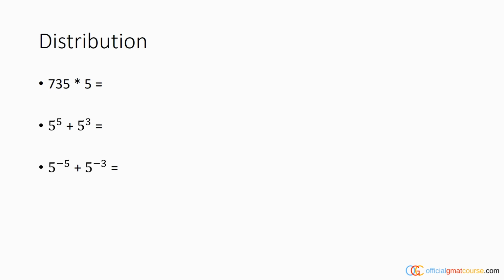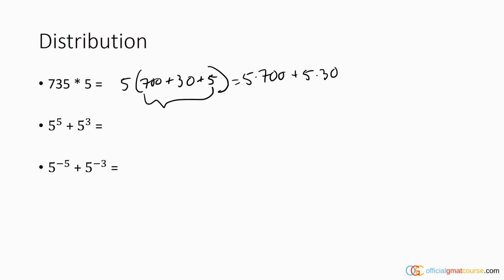So looking at this first equation here, we have 735 times 5, which could also be represented as 5 times (700 plus 30 plus 5), because the interior here would be 735. And we solve parentheses first when we're doing PEMDAS, which is the order of operations. So 5 times 700 plus 5 times 30 plus 5 times 5 is another way of representing this. And that's the idea of distribution.